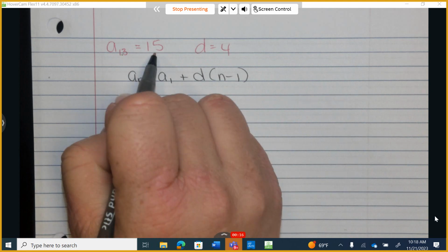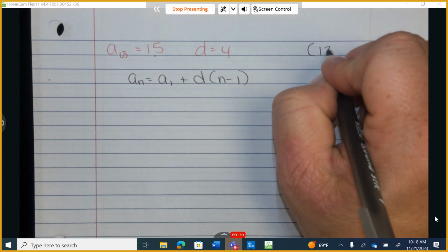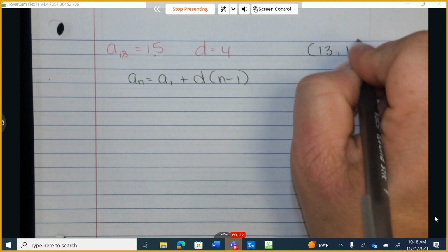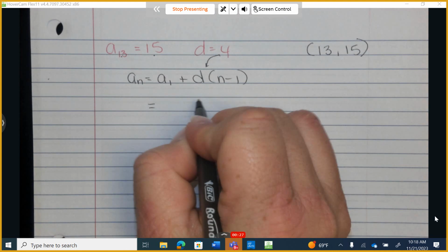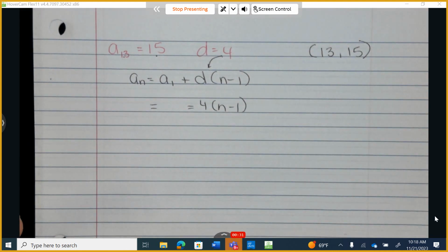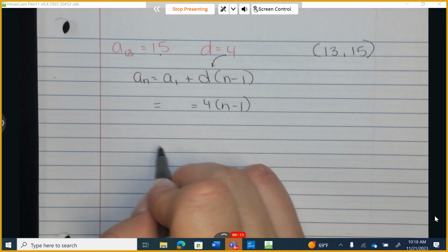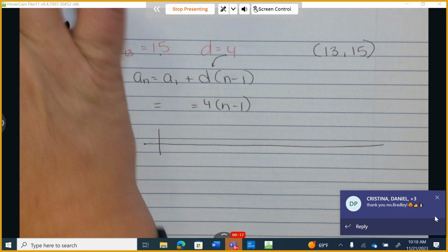So I know the 13th term, so I need to write this down. I know the 13th. So the 13th term in my list has an output of 15. And I know the common difference is 4. Okay, so 4 is my common difference. And I need to figure out what is the first term. So think of this really quickly. Maybe there's a faster way we can do this. But let's look at this really quick.